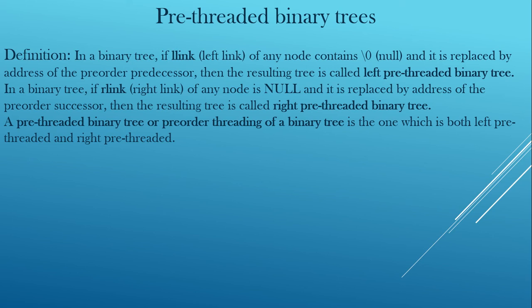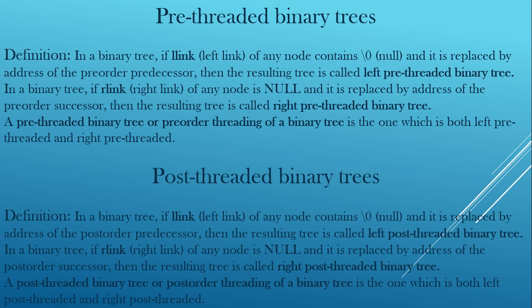Pre-threaded binary tree definition: if in a binary tree the L link of a node contains null and it is replaced by the address of the pre-order predecessor, then the resulting tree is called a left pre-threaded binary tree. And if in a binary tree the R link, that is the right link of any node, is null, then it is replaced by the address of the pre-order successor, and the resulting tree is called a right pre-threaded binary tree. And these pre-threaded binary trees are both left and right pre-threaded.